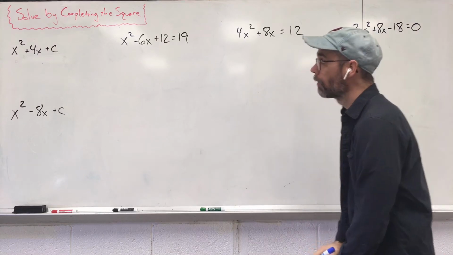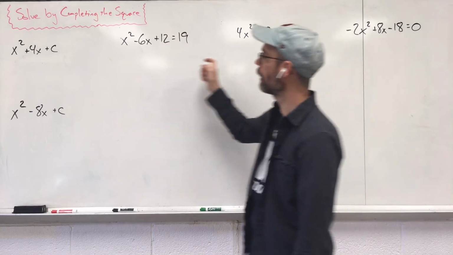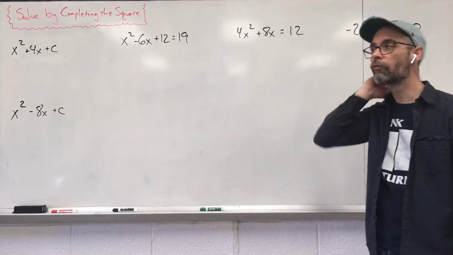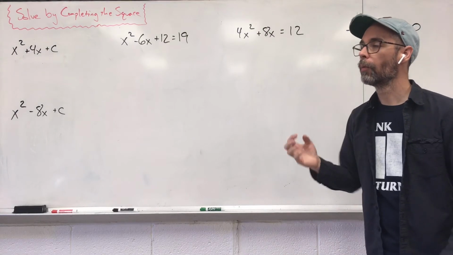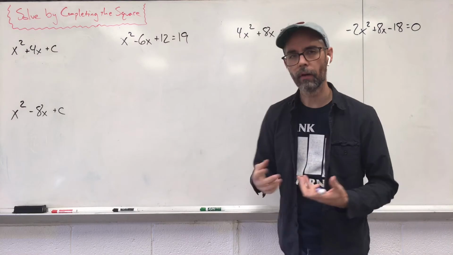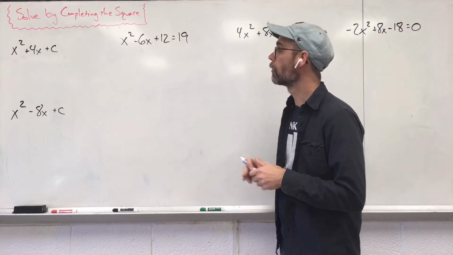Hi, today we're going to solve using completing the square. Completing the square is where we take a trinomial quadratic and rewrite it so that when we factor it, we get one of the special perfect square factoring problems. That's what we're going to shoot for here.